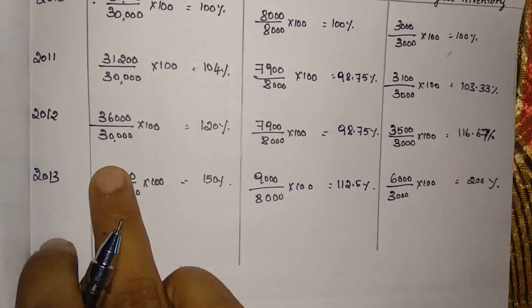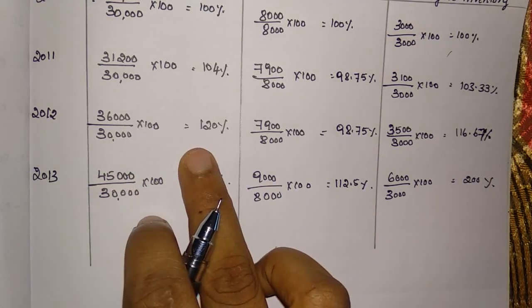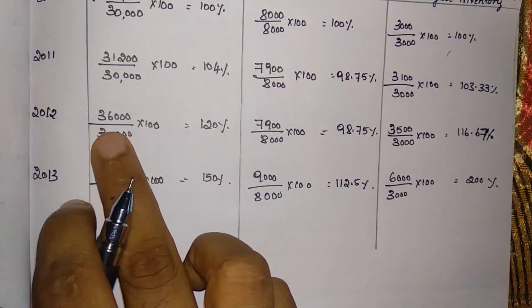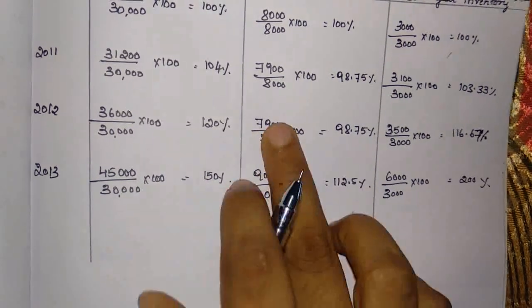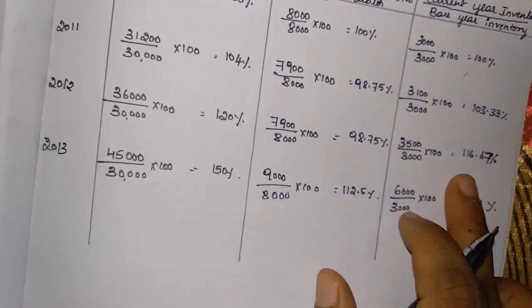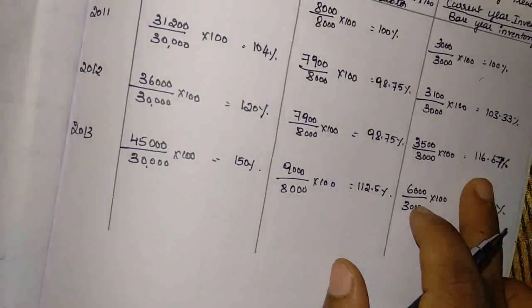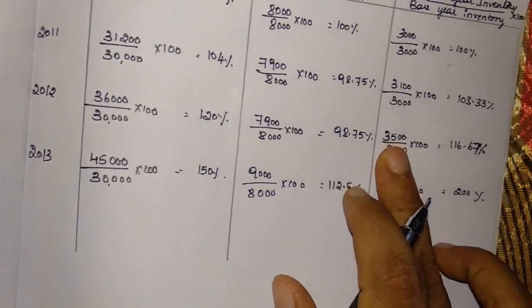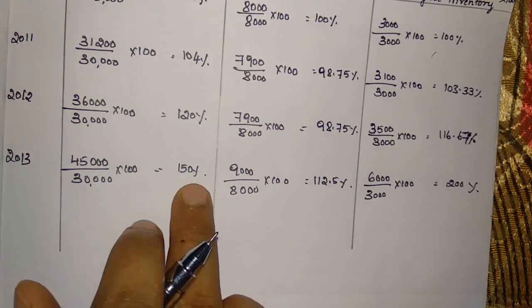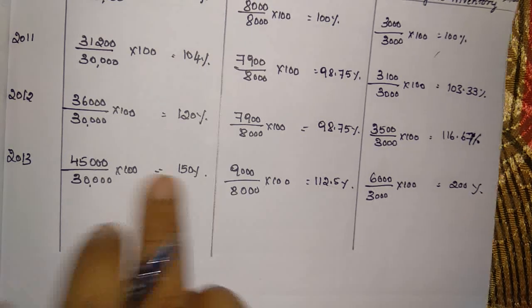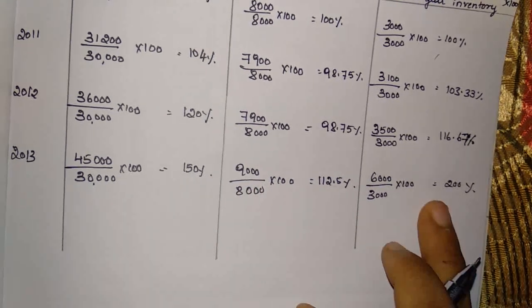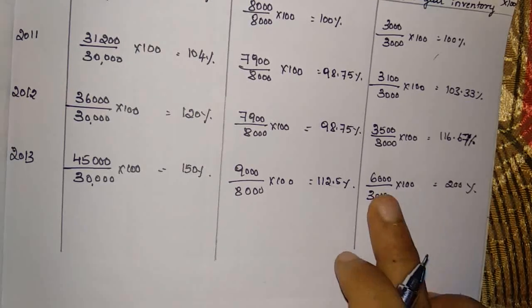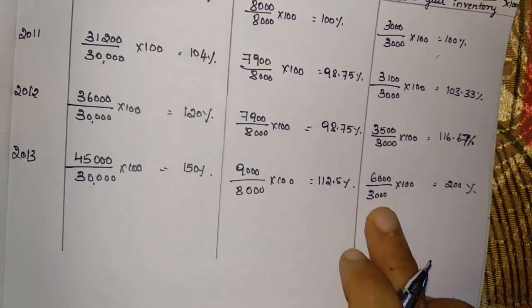In 2012, sales trend is 120% as sales is 36,000. Debtors trend is 98.75% as debtors of that year is 7,900, and inventory trend is 116.67%. Inventory is 3,500. In 2013, sales trend is 150%. Sales is 45,000. Debtors trend is 112.5%. Debtors is 9,000. Inventory trend is 200%. There is a doubling in inventory. That is 6,000. Base year is 3,000.